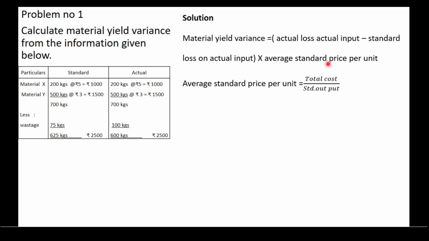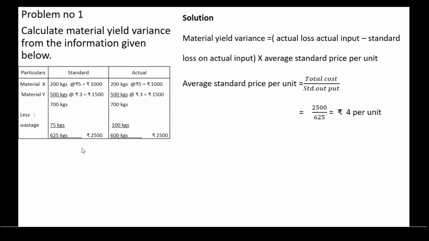But the average standard price per unit, the information about that has not been given in the problem. So in the average standard price per unit, they have not given any direct information here. So we have to do the calculations ourselves. So this is calculated as: average standard price per unit is equal to total cost divided by standard output.